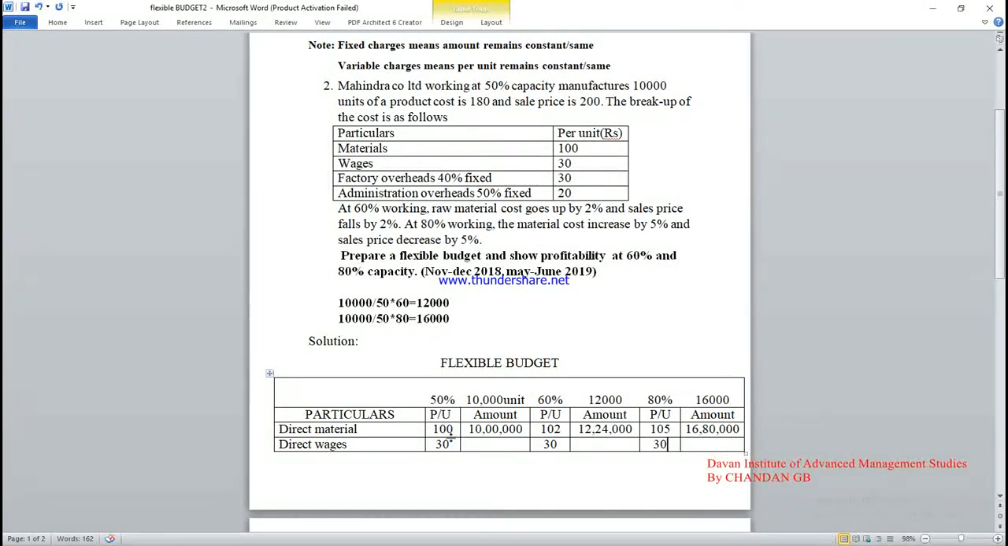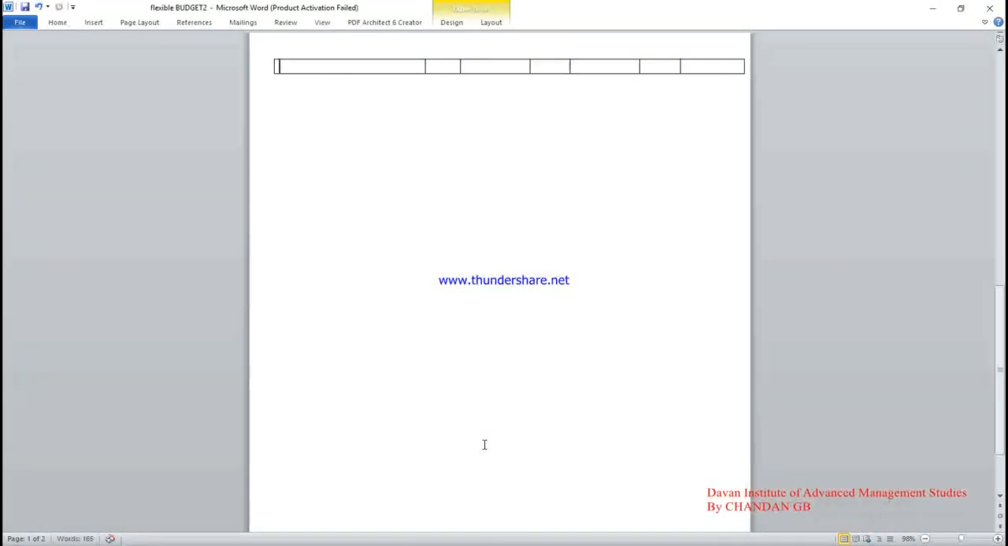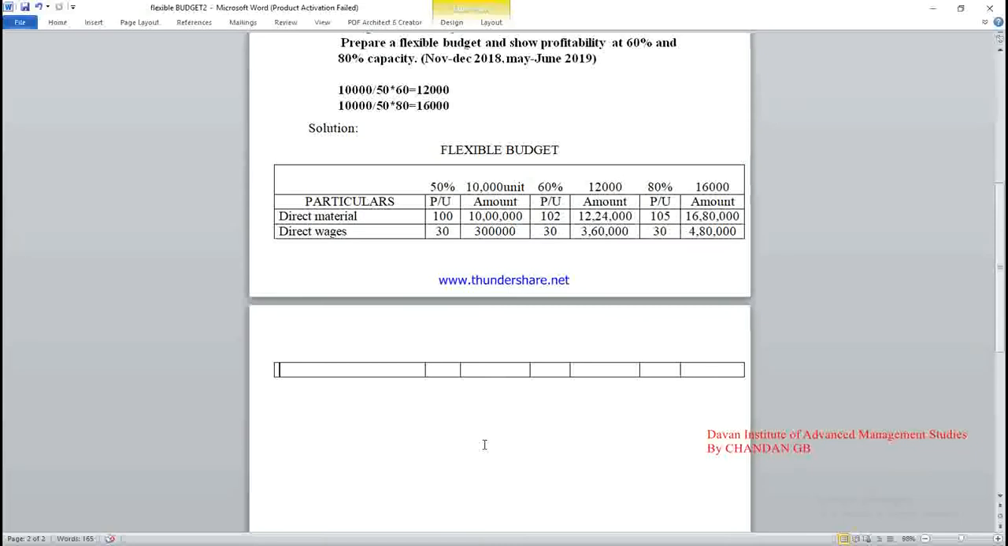Clear? 30 rupees for 50 percentage capacity. 30 into 10,000 units, 3 lakh rupees. Like that, 30 into 12,000, 3 lakh 60,000 rupees. Like that, 30 into 16,000 units, 4 lakh 80,000 rupees. Here there is no information regarding direct expenses.